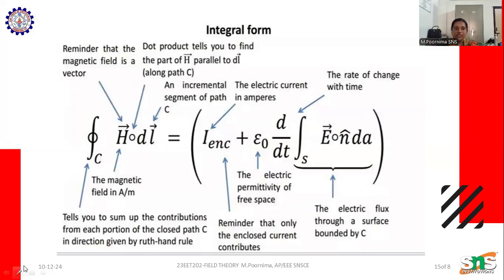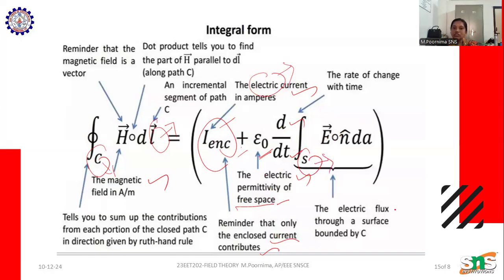Here comes the integral form. The closed loop line integral of H, the magnetic field, with respect to dl is equal to I enclosed, the electric current in amperes, that is only the enclosed current contribution, plus epsilon naught, the electric permittivity of free space, times the rate of change with respect to time of the surface integral of E dot n with respect to area, that is the electric flux through the surface bounded by C. This is the integral form.